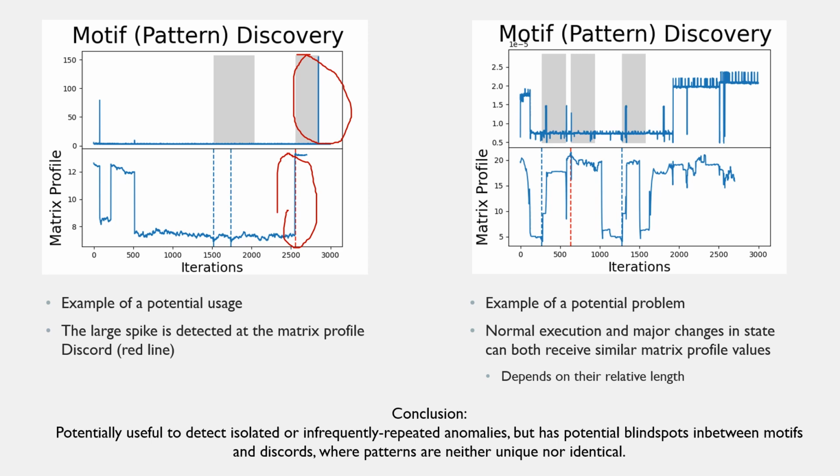However, this method can miss other anomalous behaviors, particularly if it happens early enough to dominate a majority of the time series. So we see here there's a massive increase in state and 2 overall changes in state, but it's not accompanied by a major difference in the matrix profile.